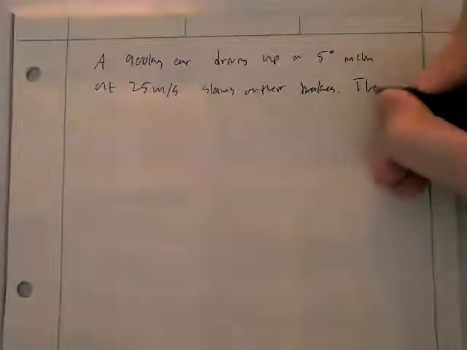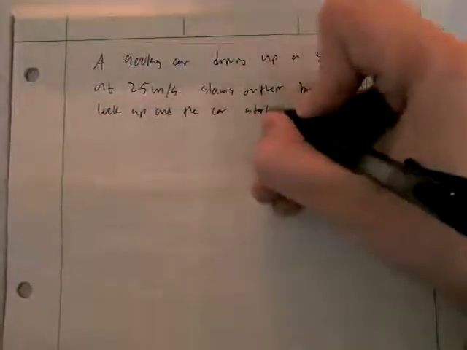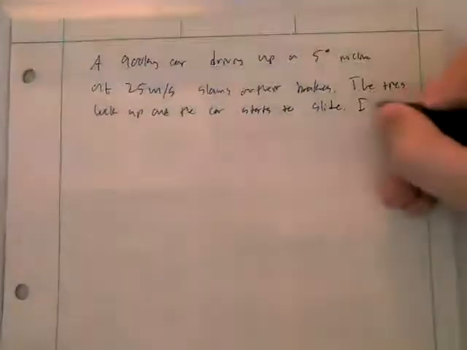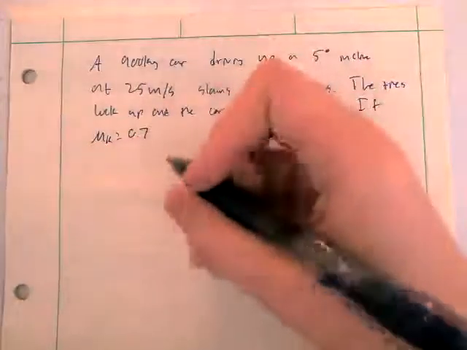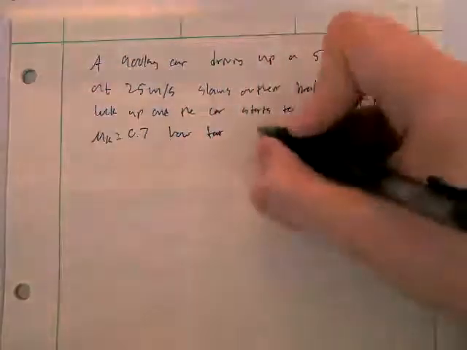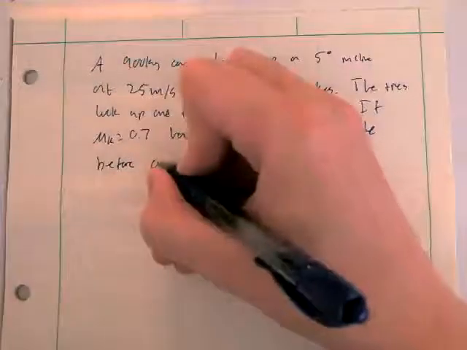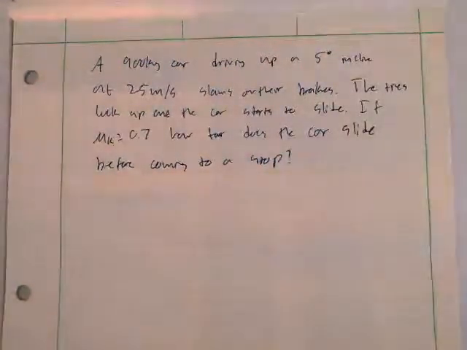So we're going to say the tires lock up and the car starts to slide. If the coefficient of kinetic friction, u sub k, equals 0.7, how far does the car slide before coming to a stop? So that's one thing we want to know.